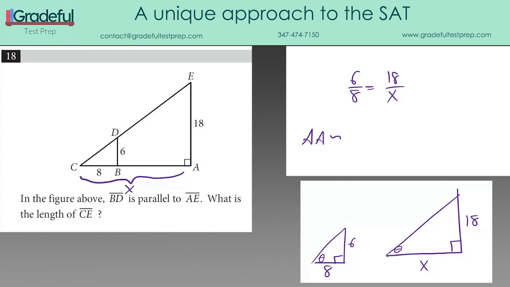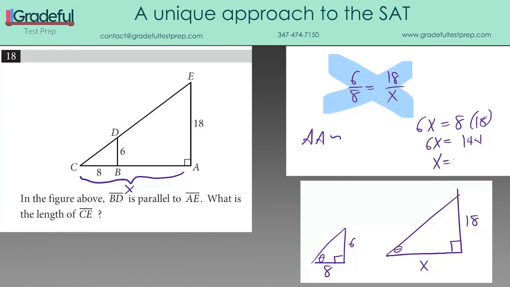Now, a nice blanket rule that comes up countless times in SAT or ACT math is that any time you have a proportion, you should cross multiply it. So here, we're going to cross multiply like that. And that'll give us 6 times x equals 8 times 18. 8 times 18 is 144. So we have 6x equals 144. Divide both sides by 6, and you get x equals 24. So the bottom of the triangle is 24.